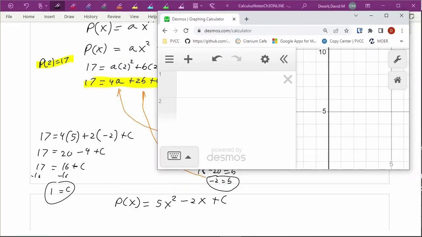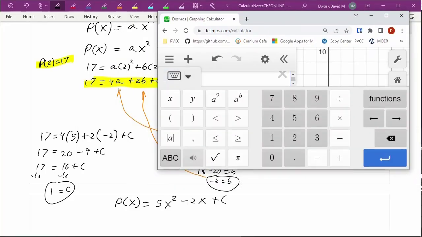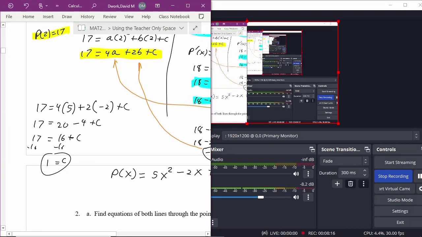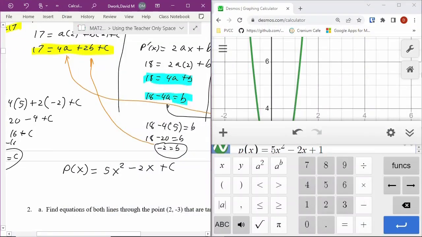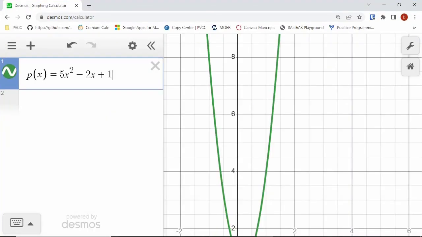I'm going to take a moment and just type this in here into Desmos. And I apologize, I'm going to fix something. I can't believe I wrote C here instead of 1. So let's fix that really fast. So it should be 1. Okay, so now I type that function into Desmos, as you can see here.